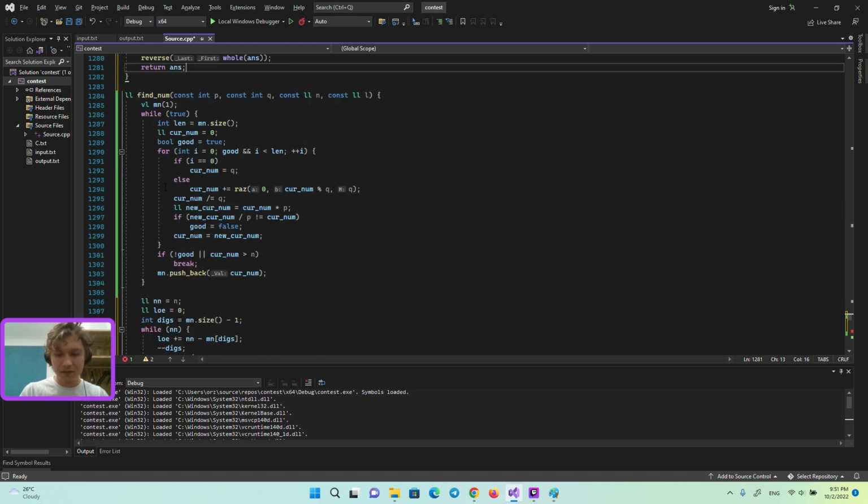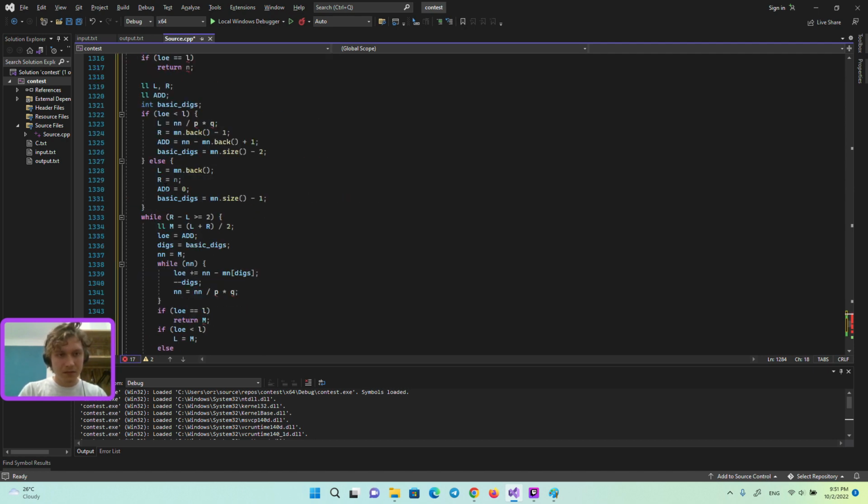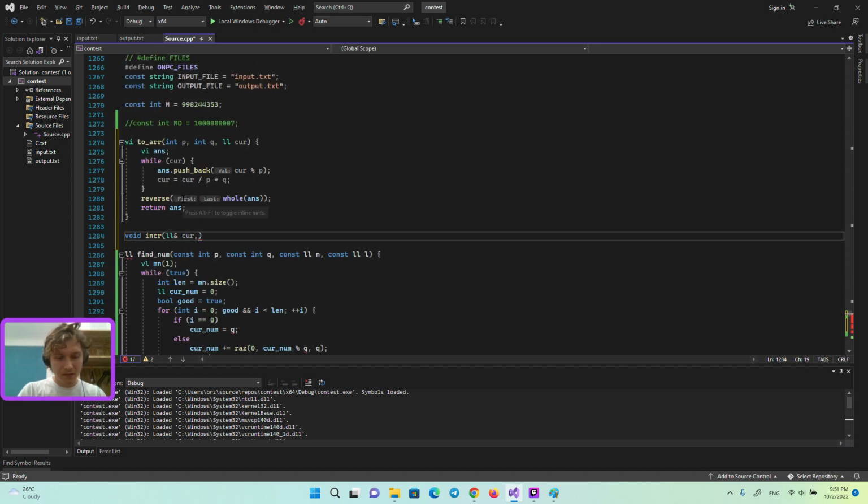Okay, 2R is created, and now I have to make an increment. So LLN and LLCar const, VE array const int p, const int q and const LLM.